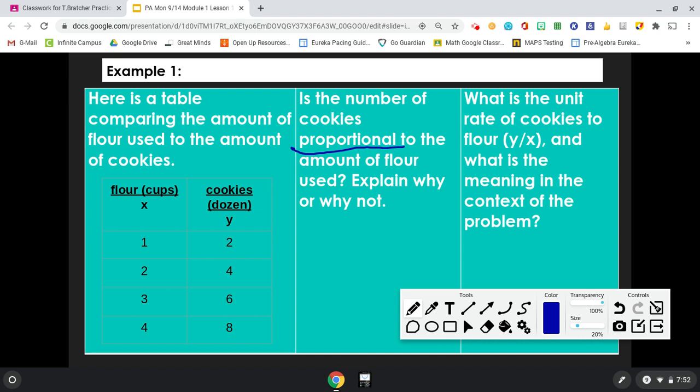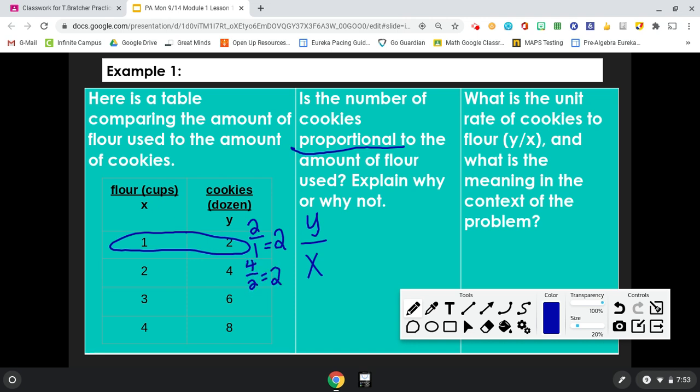So remember, if you're looking at a table, in order to tell if it's proportional or not, we're always going to do our y value divided by our x value. And these numbers are actually really easy. So if I start with this first row in the table, my y value is 2 and my x value is 1, so I get 2. And then you just go down. Remember, you have to check the whole table.